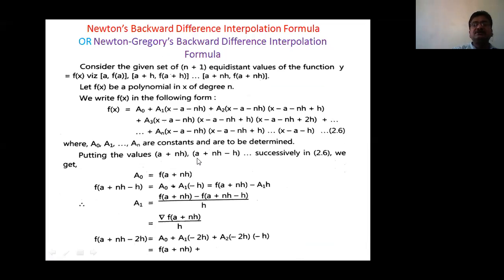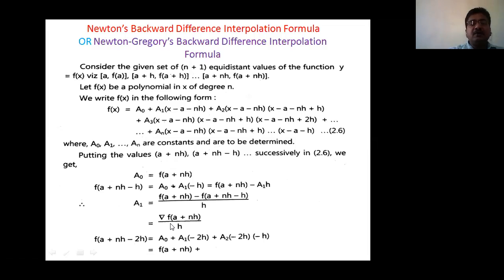Then substitute X is equal to A plus NH minus H in 2.6. So what do we get? F of A plus NH minus H is equal to A0 plus A1, and the value of X in this place is A plus NH minus H. So what do we have? The value of the bracket is minus H. And then substitute A0 as f of A plus NH. And then find A1. A1 is this: f of A plus NH minus f of A plus NH minus H divided by H. And this numerator is del of f of A plus NH.